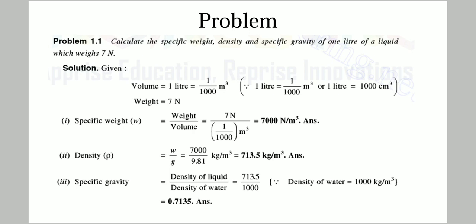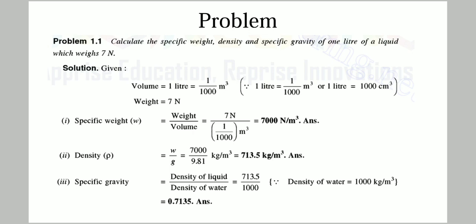We know gamma is equal to rho g. Weight is mass into gravity. So from the given weight we can get the corresponding mass. Density is weight by gravity, and with gravity given, 7,000 by 9.81 we get the corresponding answer.